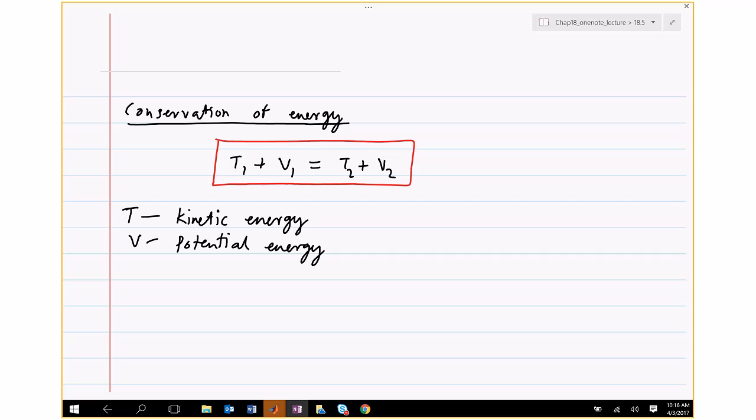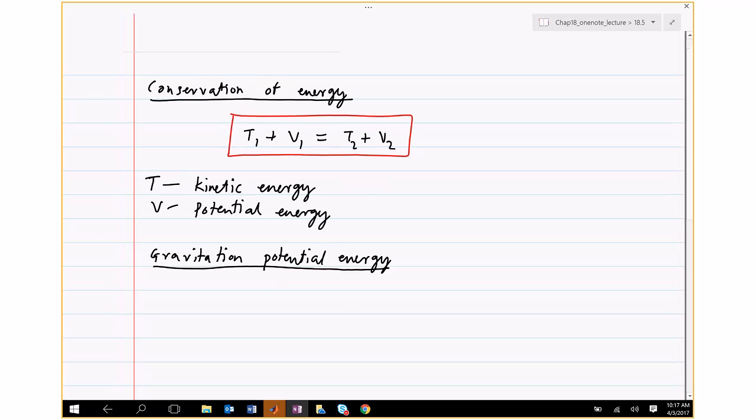The potential energy, there are two things we'll be concerned about in this chapter. There is the gravitational potential energy, and that is denoted by Vg, and it equals the weight, which is mg, times the distance moved in the y direction.